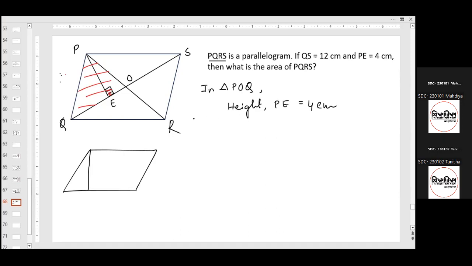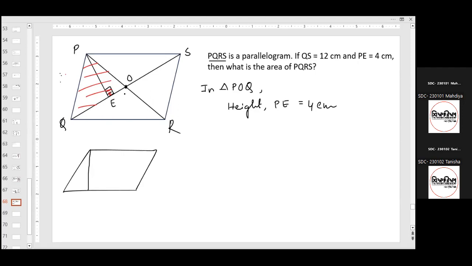And now we are in trouble. What's the length of QO or OQ? Do you have any clue to find OQ? Yes, we do, as O is the midpoint of QS. What happens? Diagonals bisect each other. I mean, each diagonal divides into 2 equal parts. What do we mean by bisect? 2 equal parts, right?